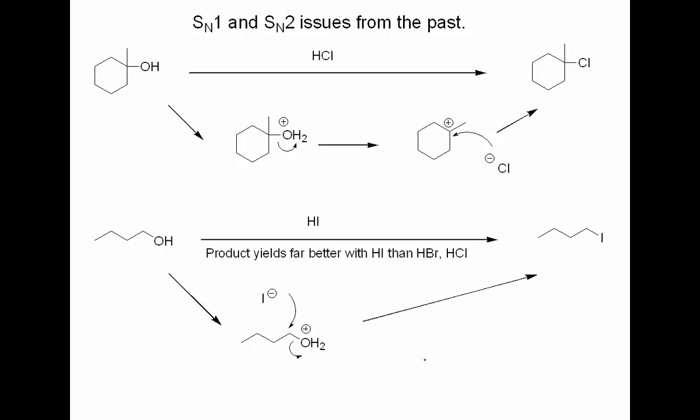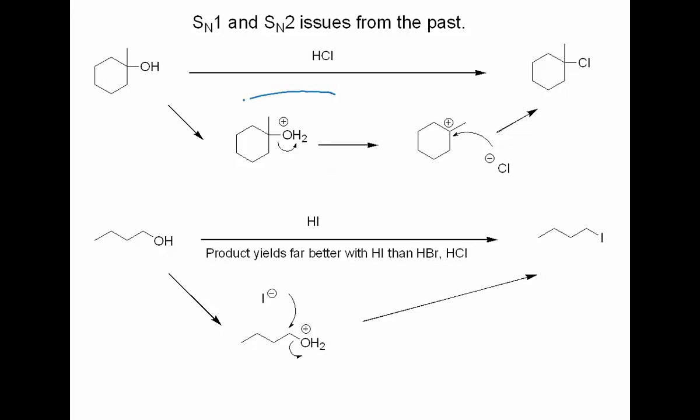Okay, let's look at some SN1 and SN2 issues from the past. Let's see, in chapter 4, we looked in quite some detail at this reaction between alcohols and HX compounds to produce the alkyl halides. Okay, so with a secondary and tertiary, it went through what we call the SN1 mechanism, where we make a carbocation, and then the halogen comes in later and produces the product.